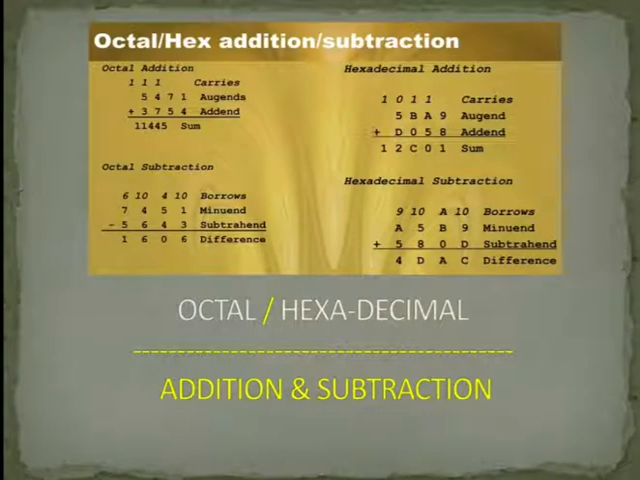Hello everyone, now I am here with my next video of octal addition and subtraction, hexadecimal addition and subtraction. Actually, hexadecimal addition and subtraction I'm covering in it. Now see, basically a few rules we have for octal and for hexadecimal also. We have to follow all these rules and then we are able to add or subtract all these numbers together.